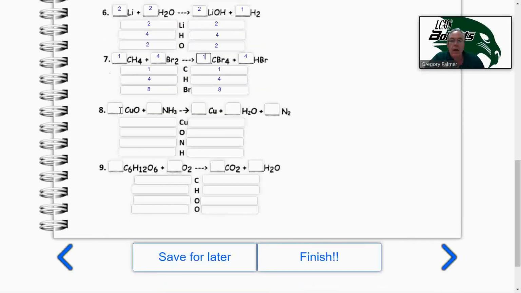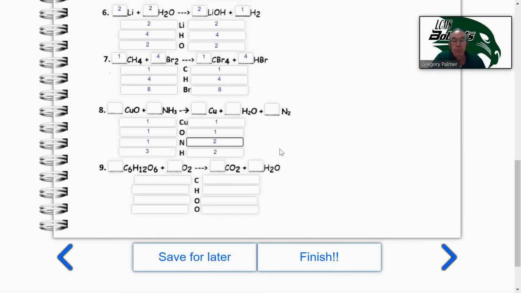Okay, and on this one, I have 1 copper, 1 oxygen, 1 nitrogen, and 3 hydrogens. Over here, I have 1 copper, 1 oxygen, and there's 2 hydrogens in the water, and then 2 nitrogens. Okay, this is one of those times where I see nitrogen is in a group of 2. Hydrogen is in a group of 2 here, and hydrogen is in a group of 3 here.